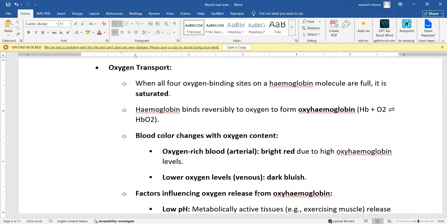The blood color changes with oxygen content. I told you when we were taking the circulatory system that oxygenated blood is red in color, while deoxygenated blood is cyan or bluish in color. The reason for this is oxyhemoglobin, which is bright red in color.